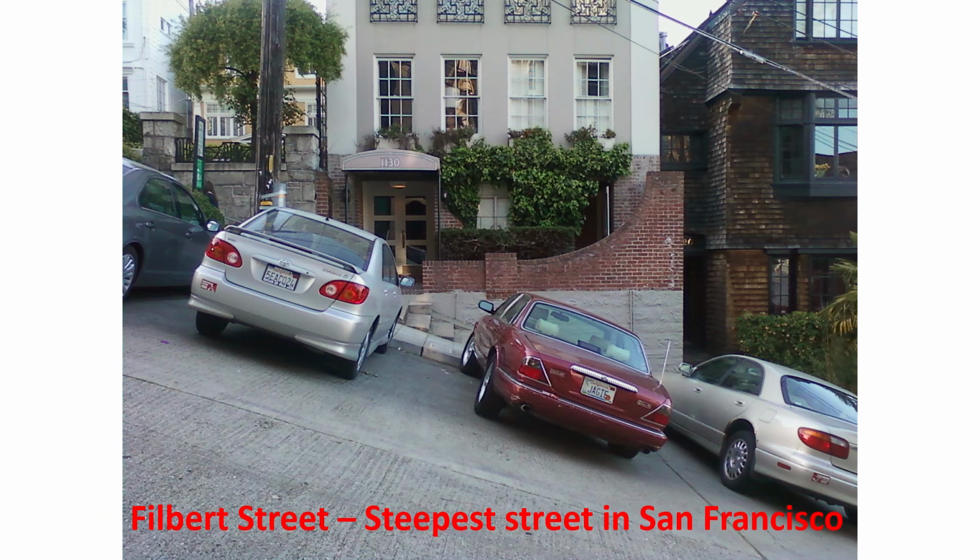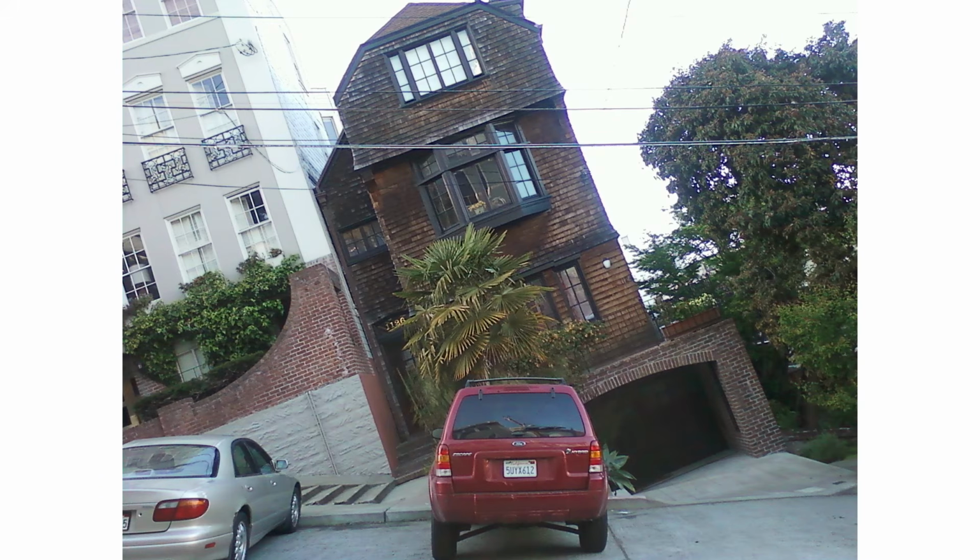This is in San Francisco. This is Filbert Street. This is the steepest street in San Francisco. San Francisco is very well known for having very steep streets. And you can see how steep this hill is. I take the same picture and I turn it so that it's level, and that kind of gives you a neat perspective about how steep the land is here.